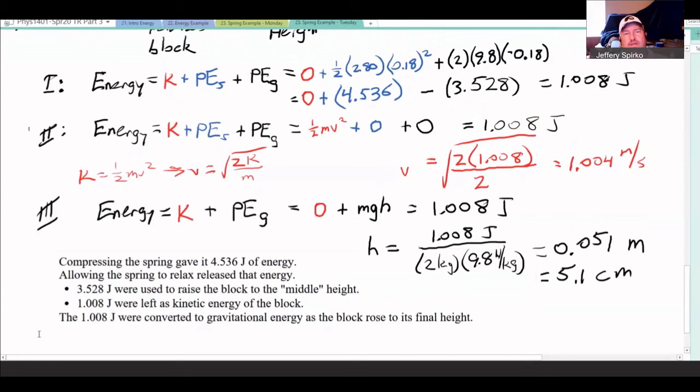So there's an example that involves an interaction between spring energy and potential energy due to gravity. So hopefully that can give you a lot of insight into how to do conservation of energy analysis.